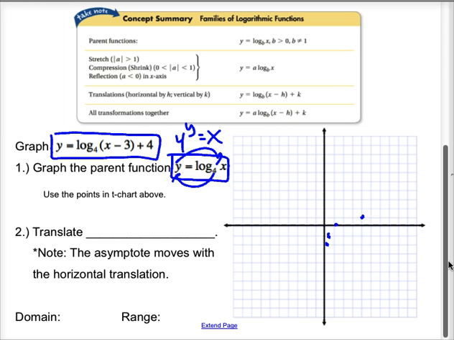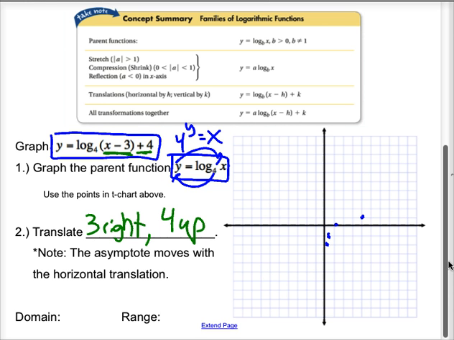And we want to think about this transformation. We want to think about what is happening to this function. So I take every one of those points, and I'm going to say they are shifted 3 to the right and 4 up. Remember, the x's always do the opposite of what we expect. But we need 3 to the right and 4 up.